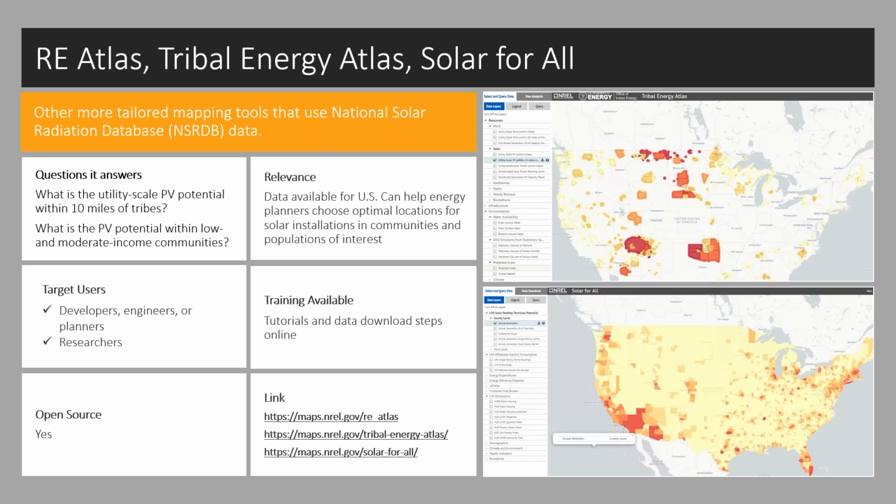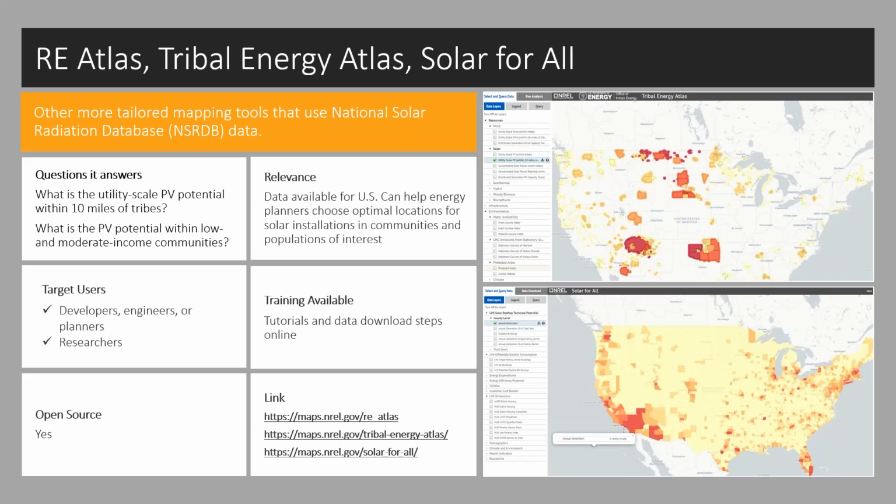The Tribal Energy Atlas provides similar solar and other RE resource data, but focuses on tribal lands. In addition, it includes other types of data such as energy infrastructure location, environmental attributes, and energy expenditures, for example. You can see a map of the utility scale PV potential within tribal lands or within 10 miles of tribal lands, for example, on the top half of this slide.